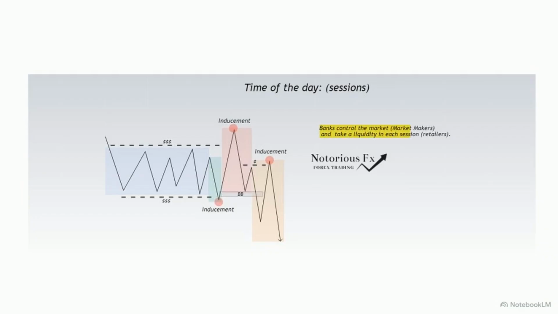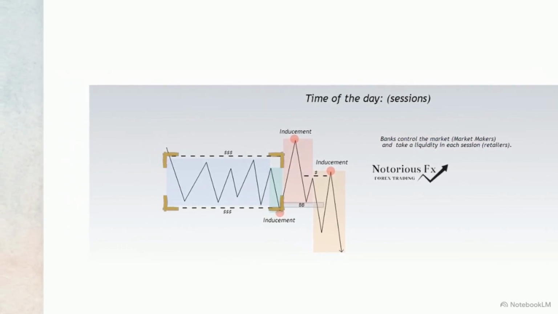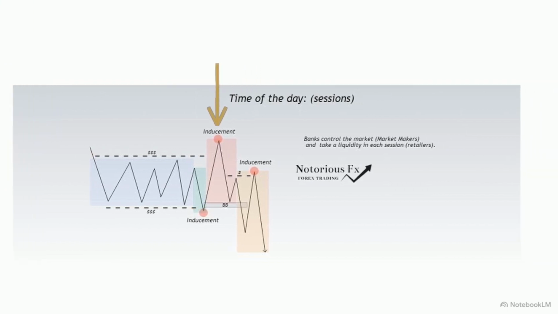Institutional players actively use these patterns against retail traders. This chart demonstrates inducement. During specific times, like the Asian session, market makers will push the price just outside the established range to deliberately trigger the stop losses of regular traders, sweeping their liquidity.